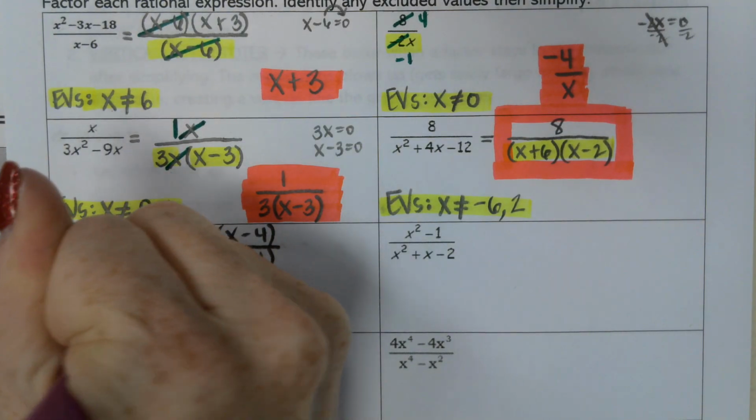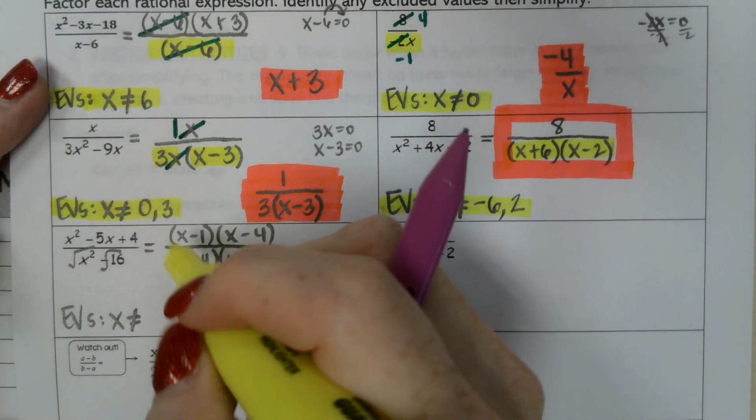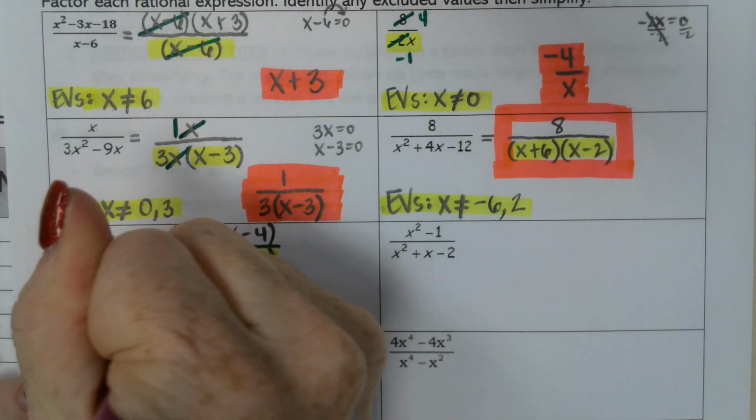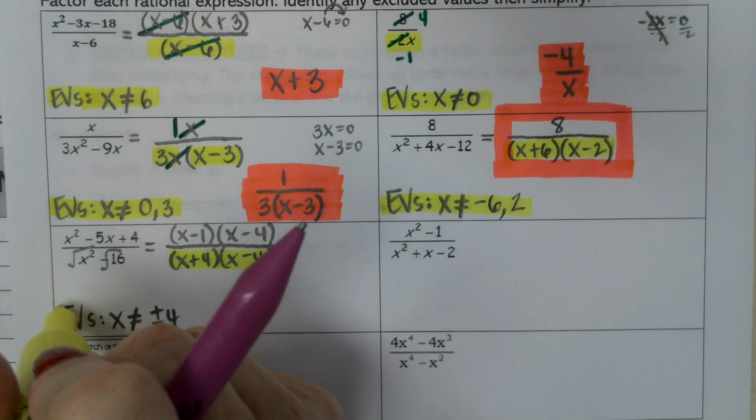What are my excluded values, y'all? 4 and negative 4. Rather than saying 4 comma negative 4, are y'all okay if I just put plus or minus 4? It's the same thing.